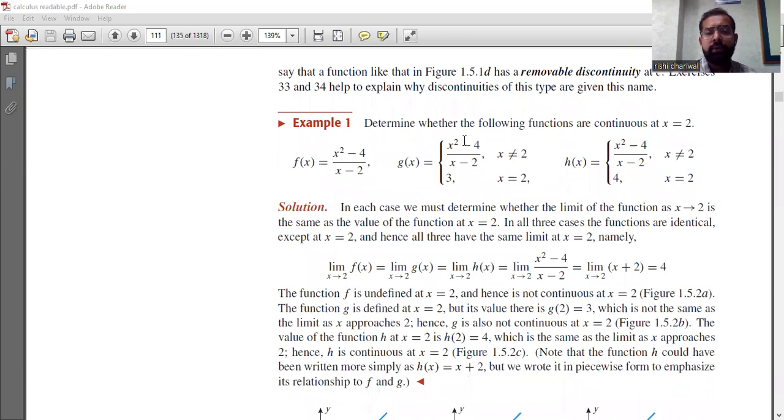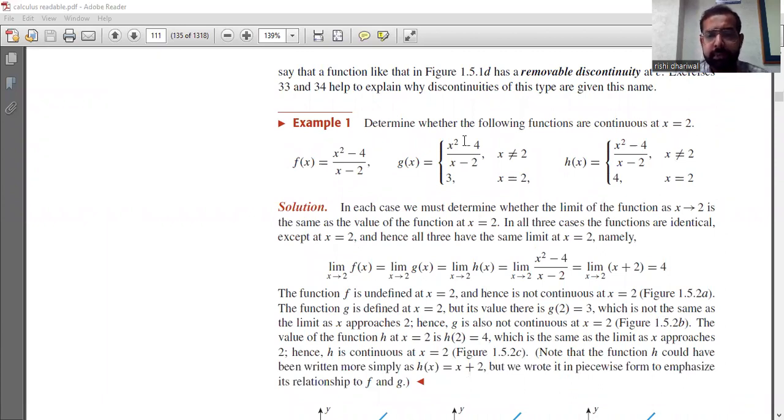Determine whether the following functions are continuous at x = 2. The first function is f(x) = (x² - 4)/(x - 2). Second, g(x) = (x² - 4)/(x - 2) if x is not equal to 2, and 3 if x = 2. And h(x) = (x² - 4)/(x - 2) if x is not equal to 2, and 4 if x = 2.